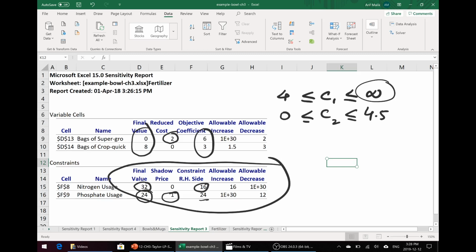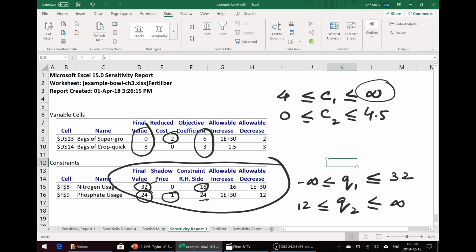Again, looking at the right hand side ranging, we can say for Q1 we have 16 plus 16 is 32 here, and the allowable decrease is up to minus infinity. And for Q2 the upper range is we can increase it to infinity, and decrease it to 12, 24 minus 12 is 12. Again, it makes sense here. Look at the quantity side here, we already have 16 surplus. 32 is there, so 16 surplus is there.